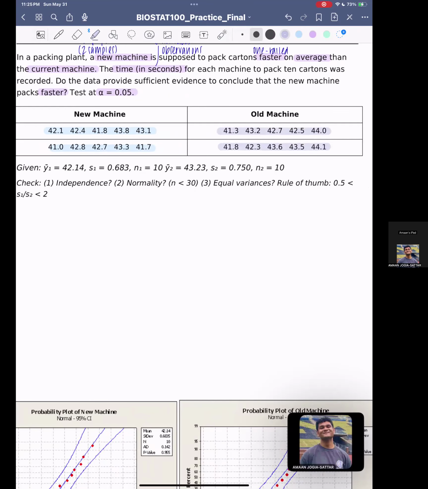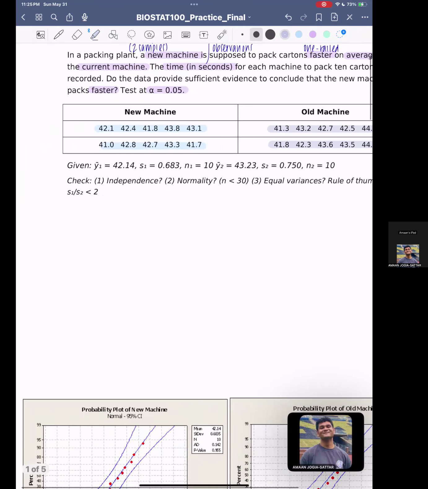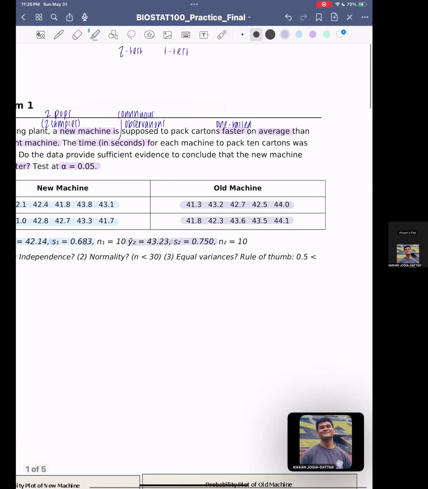Great. And because we hate algebra, we can see that we're given a little bit more info. We see that for the new machine, the mean time is 42.14 seconds. And for the old machine, it's 43.23 seconds. And we see that we have a sample standard deviation for the new machine as well as the old machine. And that should be our clue. If you see an S and not a sigma, generally that's indicating to you that we are using a t-test and not a z-test because we are estimating the population variance. So we have a t-test.